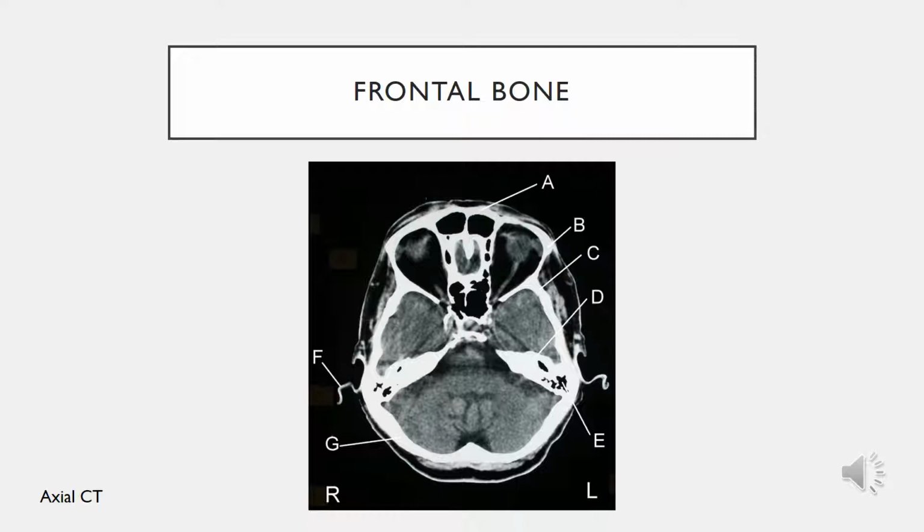This is an axial view of our frontal bone. A is representing our frontal bone. Notice our right and left sides. G is our occipital bone. C and D represent our temporal bone.